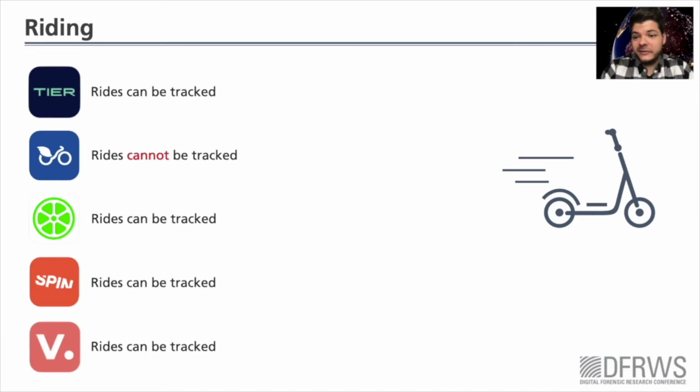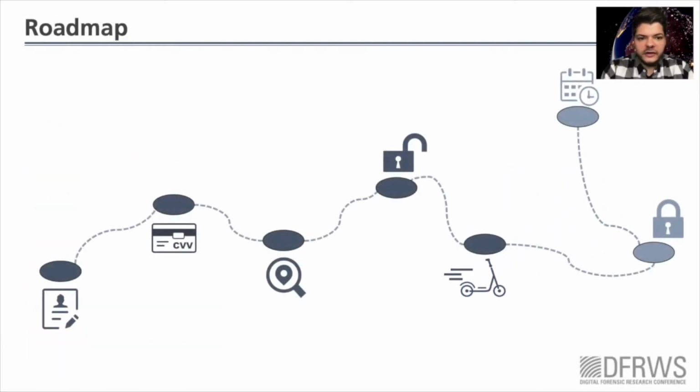And this was actually not only possible for Tier, it was possible for all of these providers, except for Nextbike. They did not provide any real-time data of their bikes.